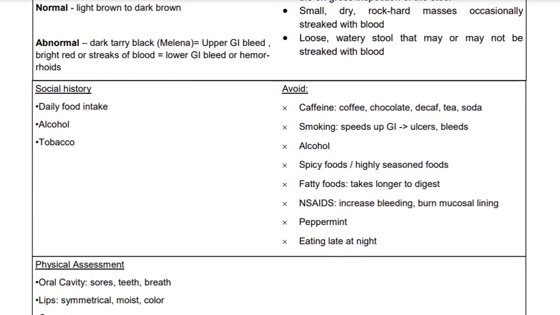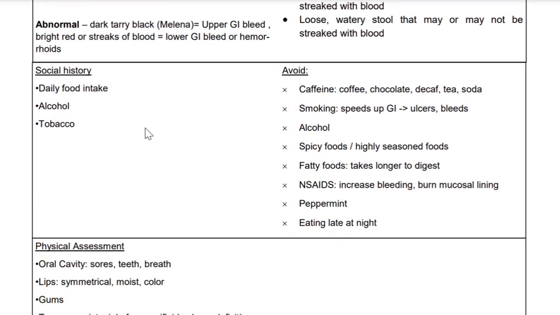So let's do a social history on the patient. What do they normally eat? Daily food, right? Alcohol, tobacco. We're going to ask them about that. We're going to teach patients to avoid certain foods, and you'll see, according to the disease, we're going to tell them to avoid certain foods. So pay attention to those, like caffeine, coffee, chocolate, even decaf coffee, tea, and soda, which we should avoid if we're having a GI problem.